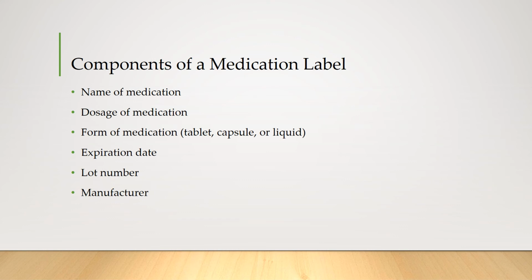The dosage includes the amount of medication either in tablet, capsule, or liquid form. Then we have how it's supplied, the form of medication. Again, tablet, capsule, or liquid. There should be an expiration date. There should be a lot number, because each batch that has been run has a specific lot number, and that way we can trace it if there's a problem. And then it also should list the manufacturer of the medicine.